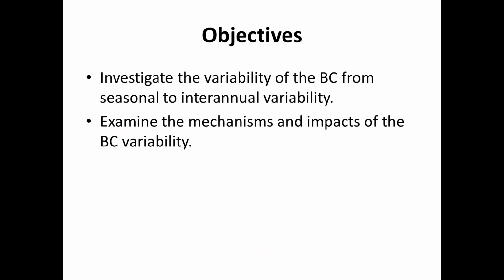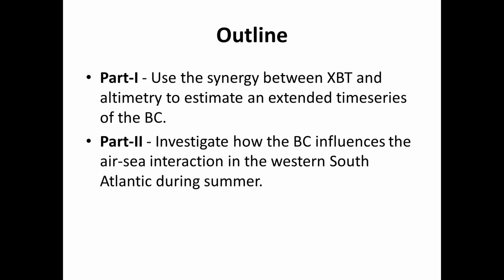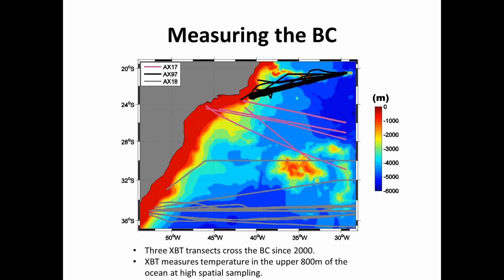So the objective here, two main objectives. One is to investigate the variability of the Brazil current on seasonal and interannual timescales, and the other is associated with the mechanisms and impact of that variability, in the second part using a climate model framework. So, a quick outline for these two parts. The first part, we are going to explore the synergy between XBT data and altimetry and extend this time series of the BC, the Brazil current. This will focus especially on 22 South. And the second part is to investigate the BC and the sea interaction in the western South Atlantic.